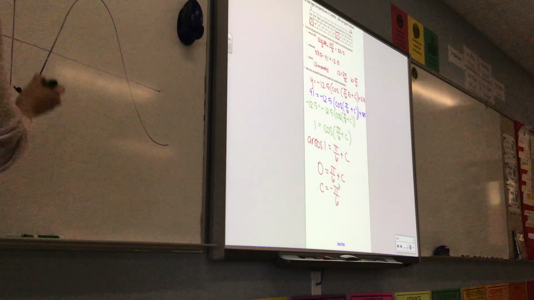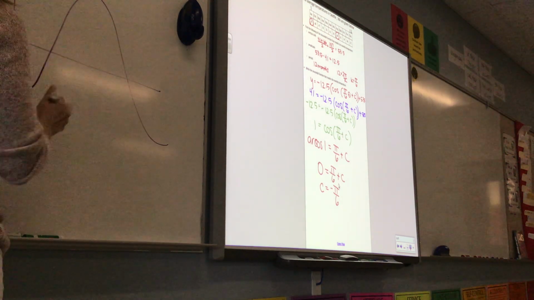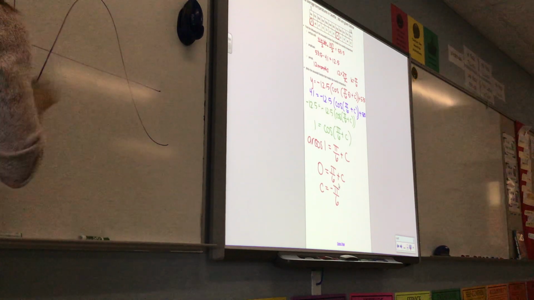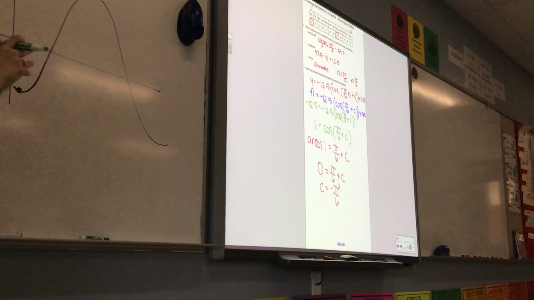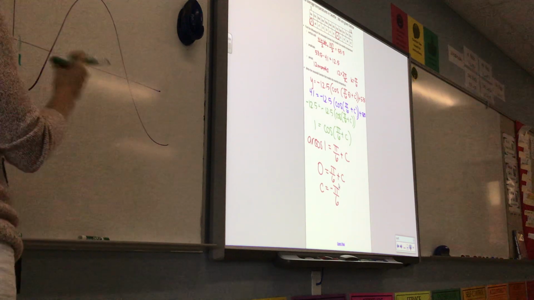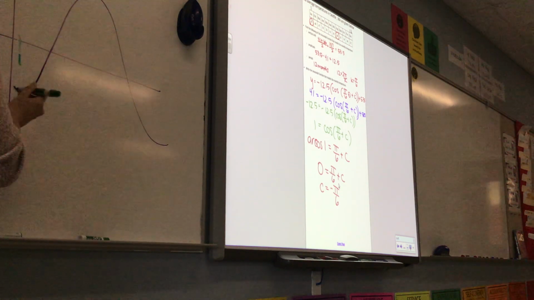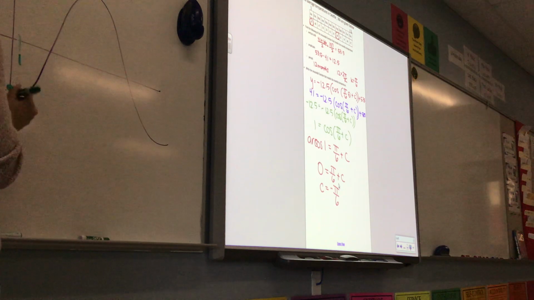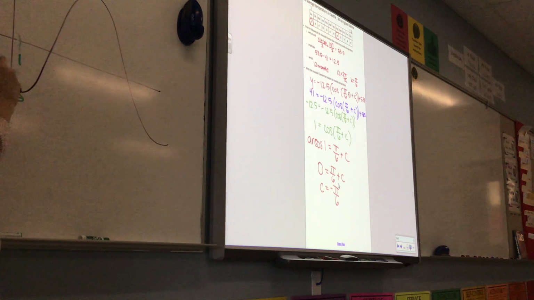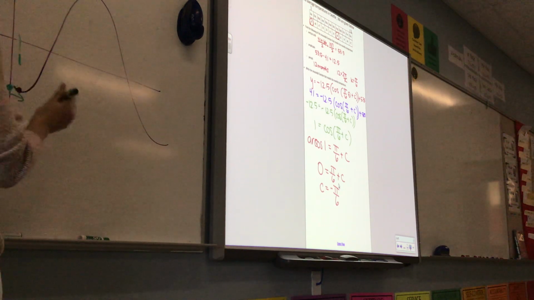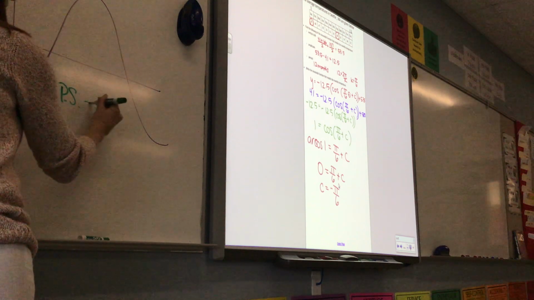Okay? What you can do, look at this graph. I know my minimum is at 1. For it to be a cosine graph, where do I actually want it to be? Where do our minimums have to be on a cosine graph? 0. So it should have been here, and then it moved to the right 1. Do you agree with me? So my phase shift was 1.